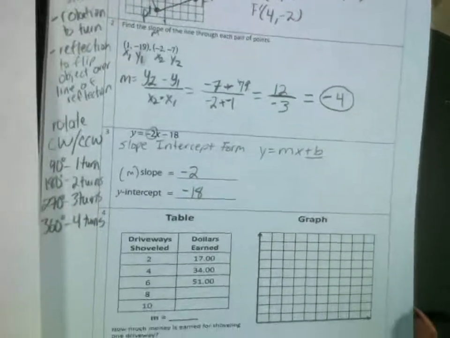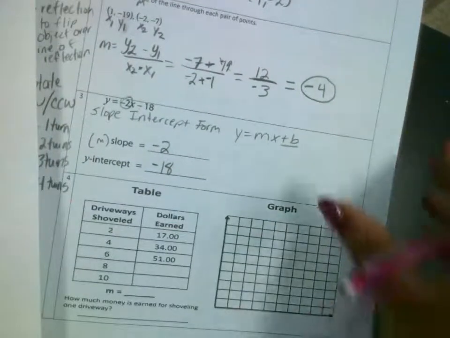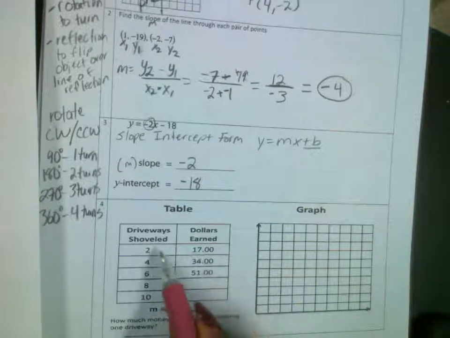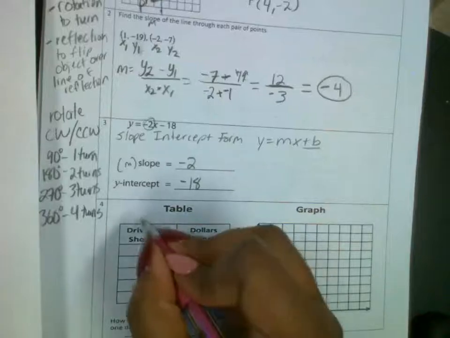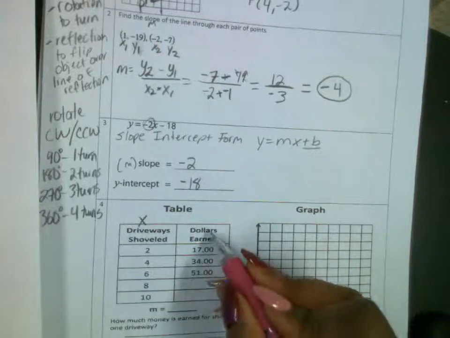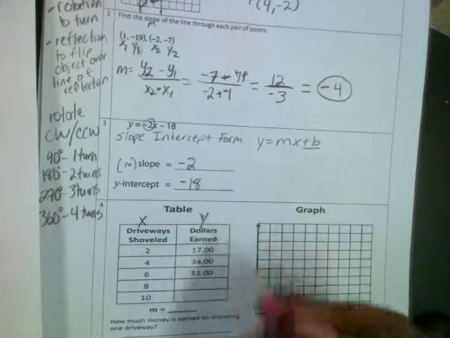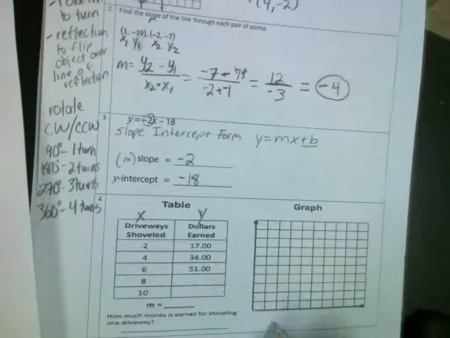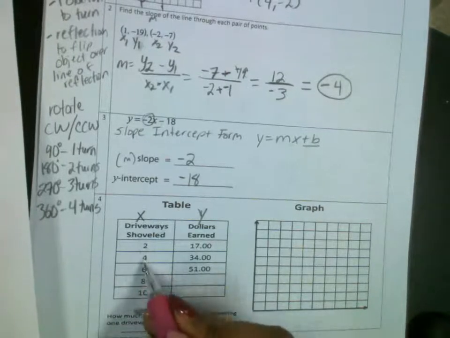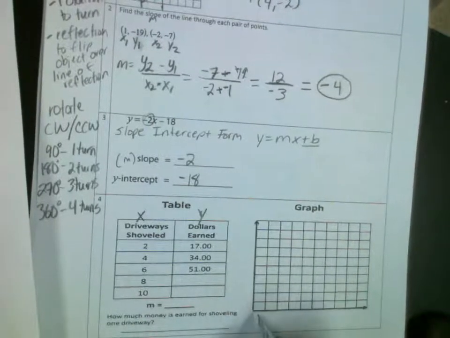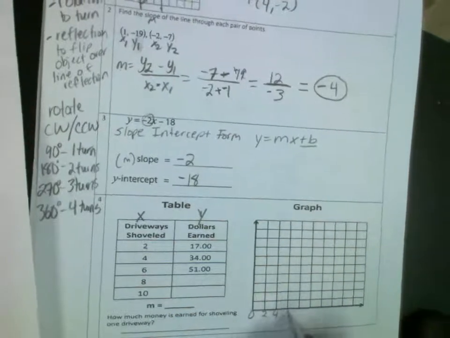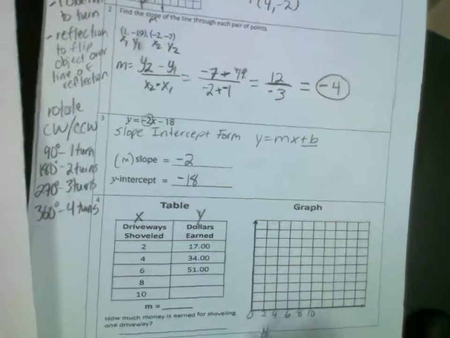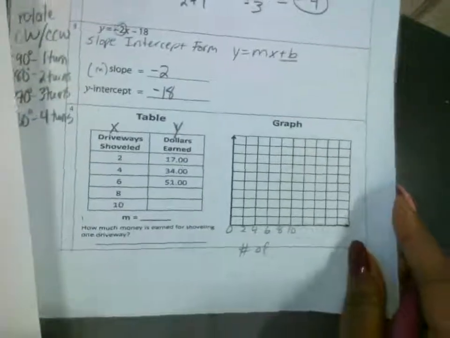Okay, let's look at number 4, the table. Okay, let's look at the table. All right, let's see, driveways shoveled, this is X. Dollars earned, that's total dollars earned, is Y. So this is number of driveways that are shoveled. That's going to go down here, and we're going 2, 4, 6, 8, 10. So we can go up by twos. This is 0, 2, 4, 6, 8, 10. Okay, we can do that. And this is number of driveways shoveled.